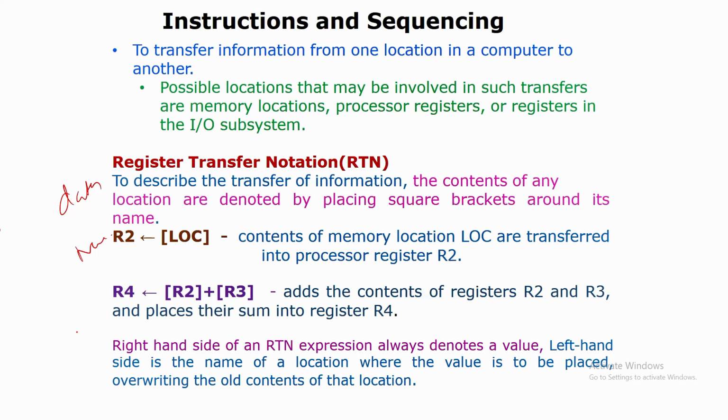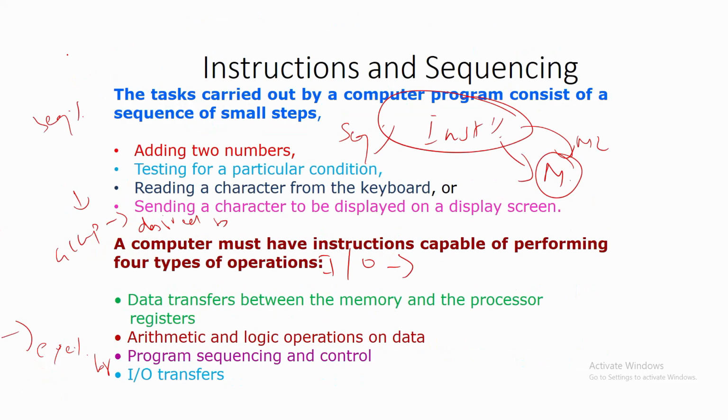The second category deals with arithmetic and logical operations, ALU operations. Here addition, subtraction, multiplication, comparison and boolean operations are processed. The third category is program sequencing and control, which determines how the machine instructions are executed.